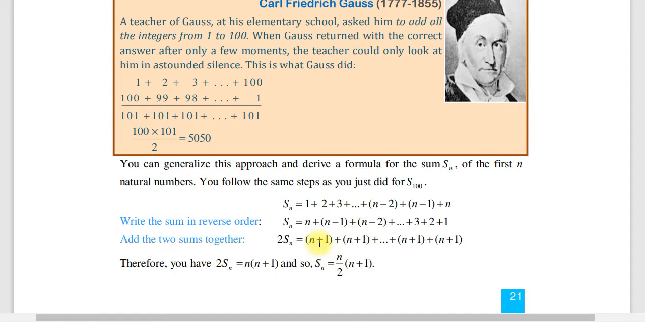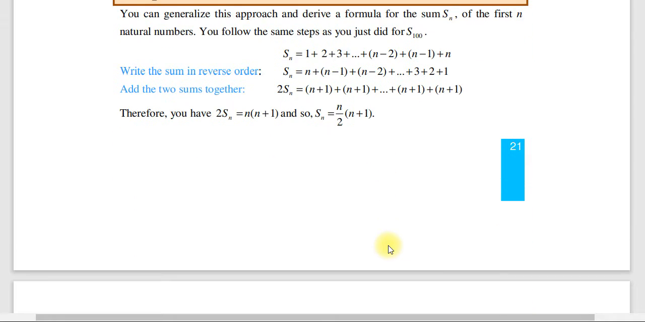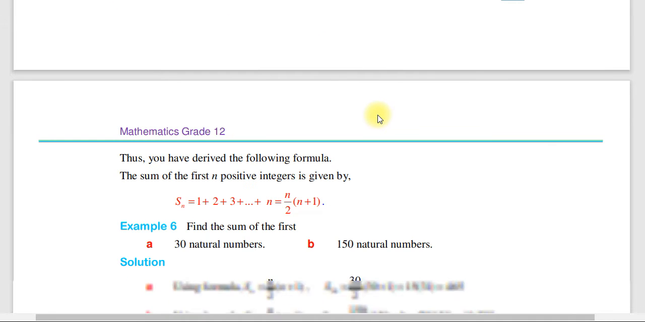So 2 times Sn which is equal to n into n plus 1, then over 2 ስናደርገው Sn is equal to n over 2 times n plus 1 ሆነልን ማለት ነው። ኦኬ ስለዚህ Sn እንዴት እንፈልጋለን? n over 2 times n plus 1.